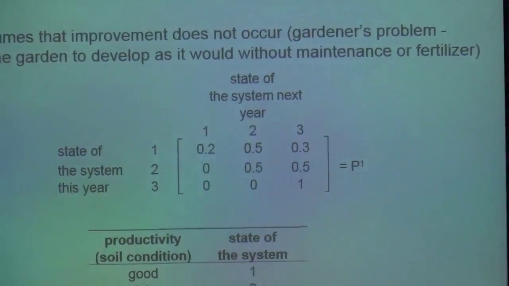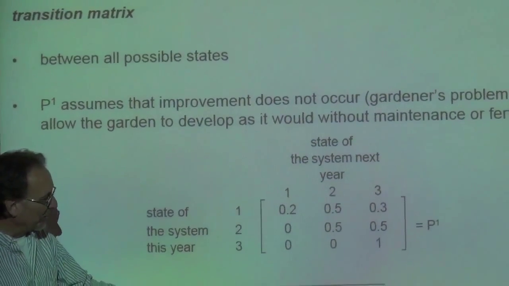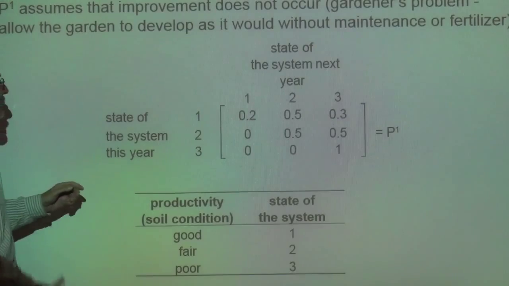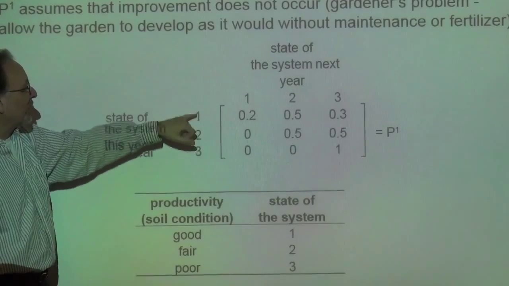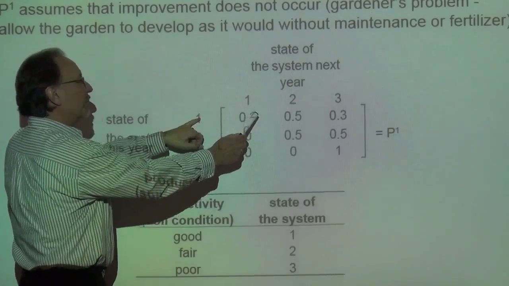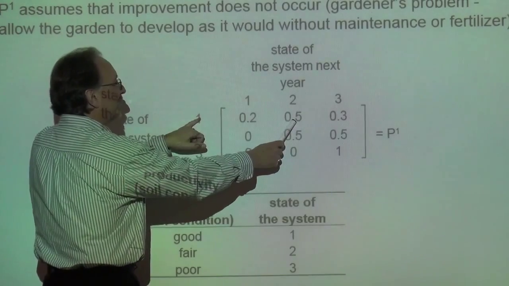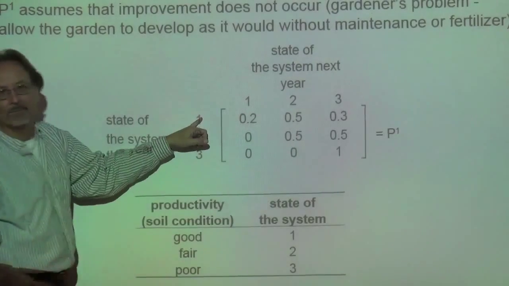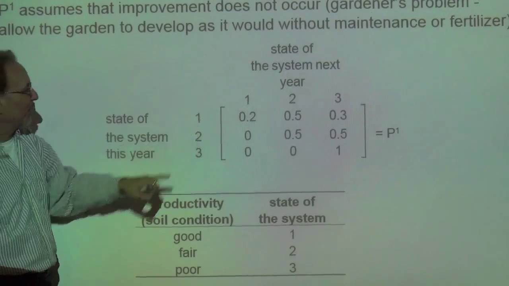And we have 3 states. This is called the transition matrix. The state of the system is good if it's called 1, fair 2, and poor 3. So the way you read this is, if in this year the state of the garden, or the state of the system, is good, the probability that it will be good next year is 20%. The probability that it will be fair next year is 50%, and the probability that it will be poor next year is 30%. These rows have to add up to 1, okay? Because it has to be 1, 2, or 3.